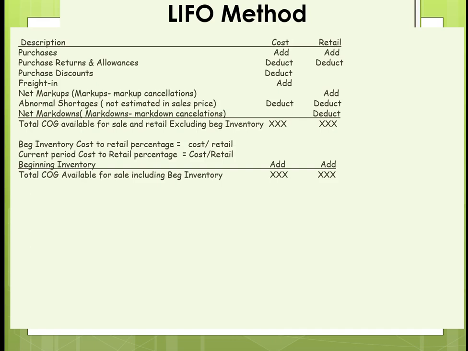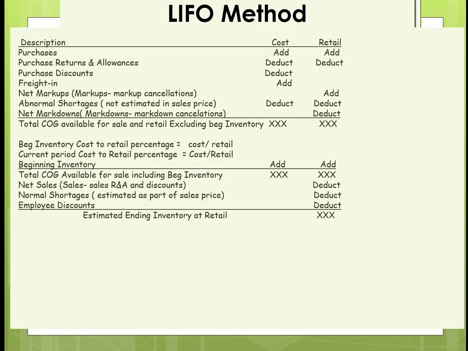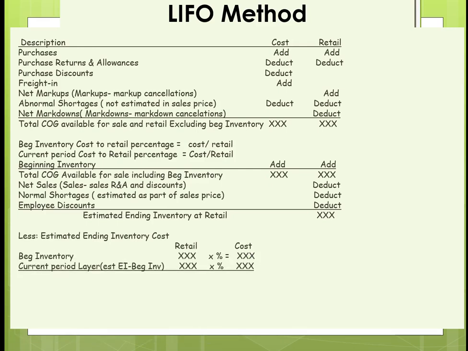Now we're going to get our total cost of goods available for sale, including beginning inventory. We're then going to take away our net sales, our normal shortages, and employee discounts. And now we're going to estimate ending inventory by using the two different percentages. And we're going to add those up and deduct from total cost of goods available for sale, including beginning inventory, to get our estimated cost of goods sold. So now let's look at an actual problem.